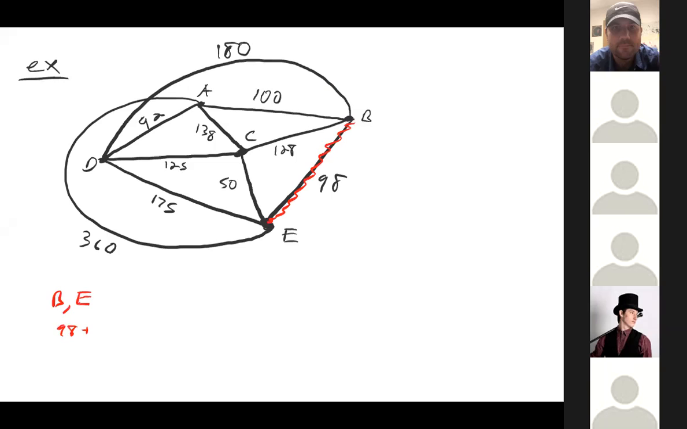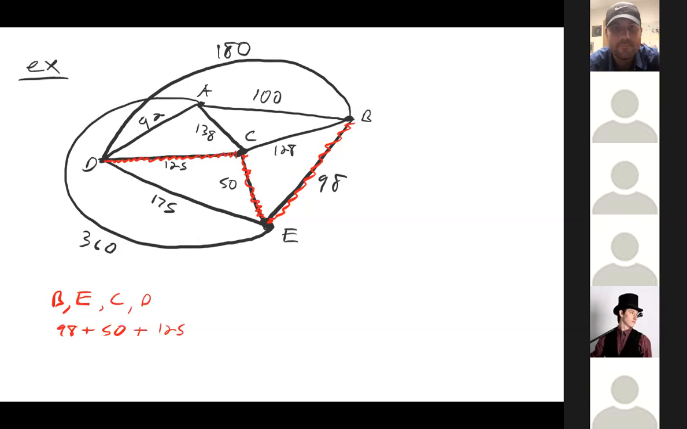Okay. Now my E, it looks like I'm going to choose the 50, doesn't it? That's my shortest one. That takes me to C next. That's only 50 miles. My shortest distance out of C looks like it'd be the 125 to the left there. So that gets me to D, which is 125.